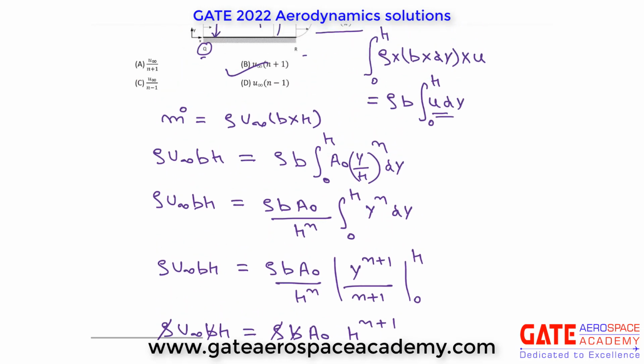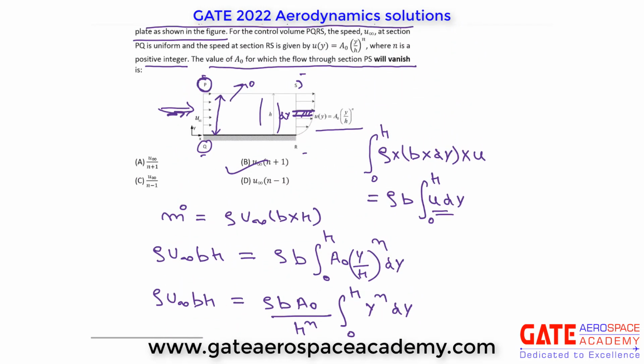So in the question itself they have given the hint that value of A naught for which flow through the section PS will vanish. So whatever mass flow rate is coming from this side, it has to go from that side. Correct? Mass flow rate from this side will be 0.